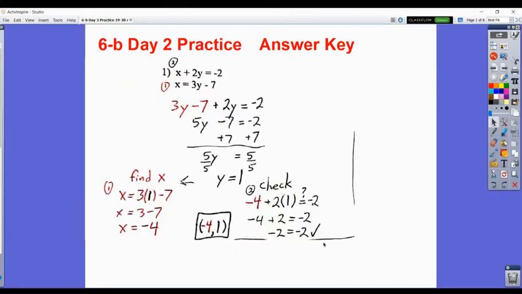Hey guys, here's my review of the last homework assignment we had from class a couple weeks ago, Friday. So this is solving systems of equations by substitution, including the special cases.